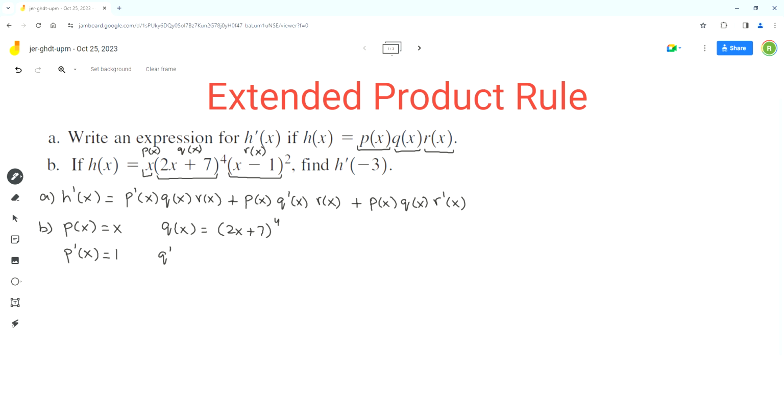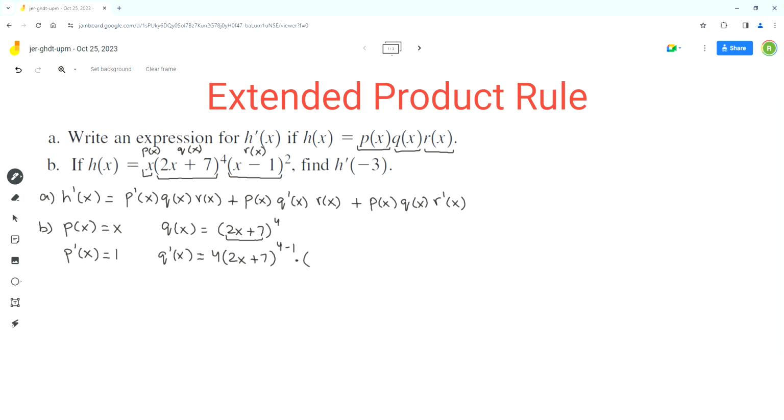So q prime of x. We'll have to use the chain rule because this function has an inner function 2x plus 7 and the outer function, which is the exponential function with exponent 4. So for the derivative, we'll start with the derivative of the outer function, and for that we'll use the power rule. So we'll move the exponent to the front, so 4 times (2x plus 7), and we'll subtract 1 from 4, times the derivative of the inner function.